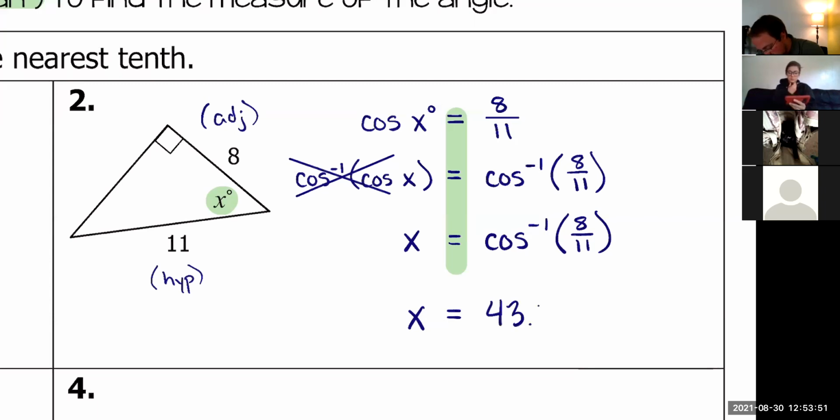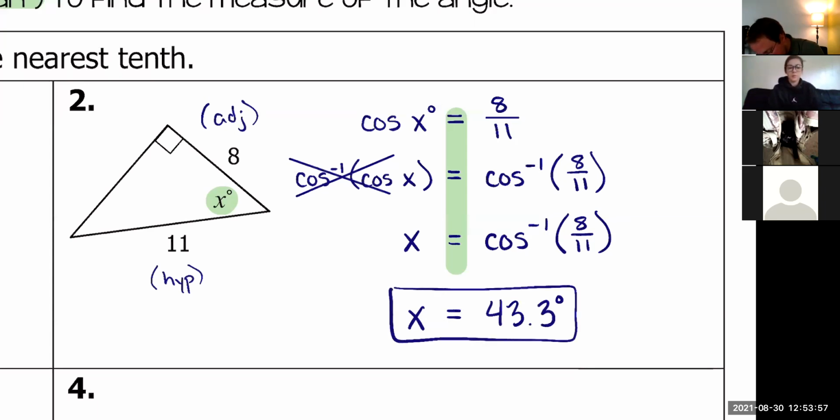43.3. Anyone else second that? Got a couple head nods there. Sounds good to me. Hey, can you walk through just typing that into the calculator again? Typing this into the calculator.